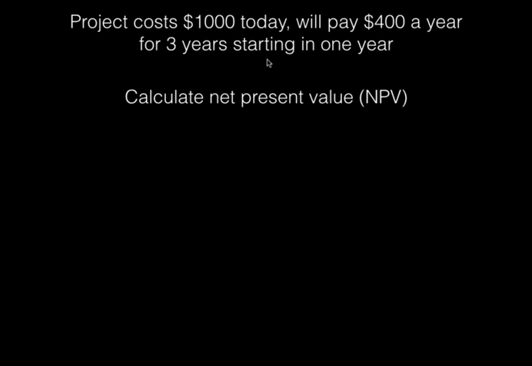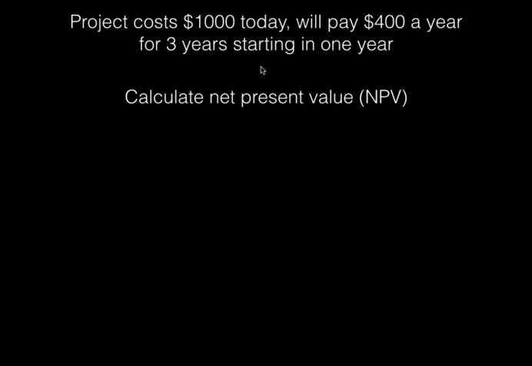So let's look at an example. There's some project that I'm thinking about investing in or doing. It's going to cost me $1,000 today, and let's just assume that I know what the payout is going to be. It's going to give me $400 a year for 3 years, starting at the end of this year, so starting in 1 year. And I'm going to calculate the net present value of this project, which just means I'm going to look at all the costs and benefits, but I'm going to adjust for the time period.